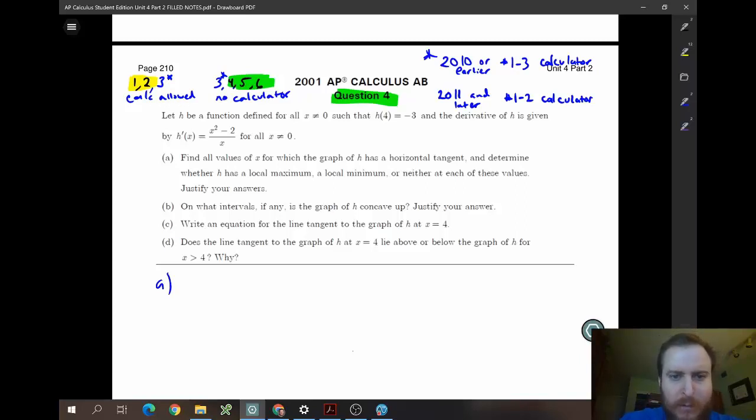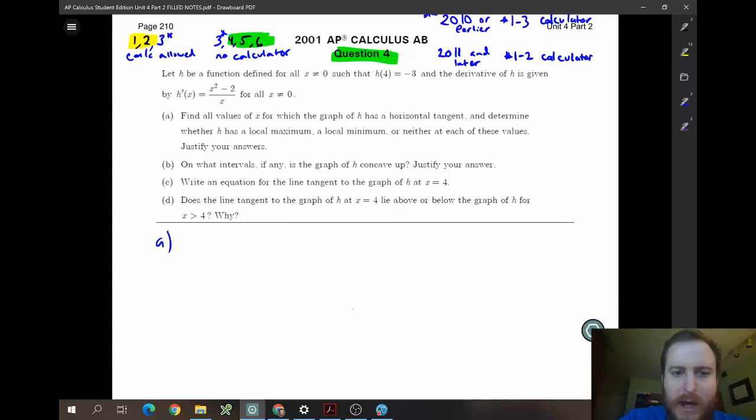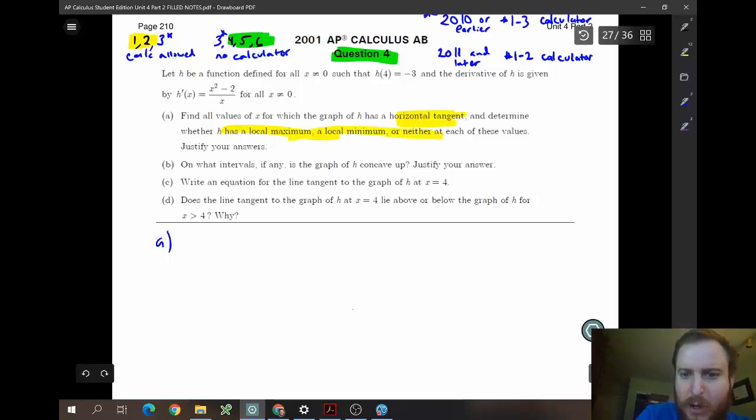So jumping into this first one, 2001 question 4, they gave us a function h. They said it's not defined at x equals 0. Then they gave us h of 4 equals negative 3, and then they gave us the derivative. Part A says find all values of x for which the graph of h has a horizontal tangent, and then determine whether h has a local maximum, a local minimum, or neither at each of these values. Be careful about that, each of these values.